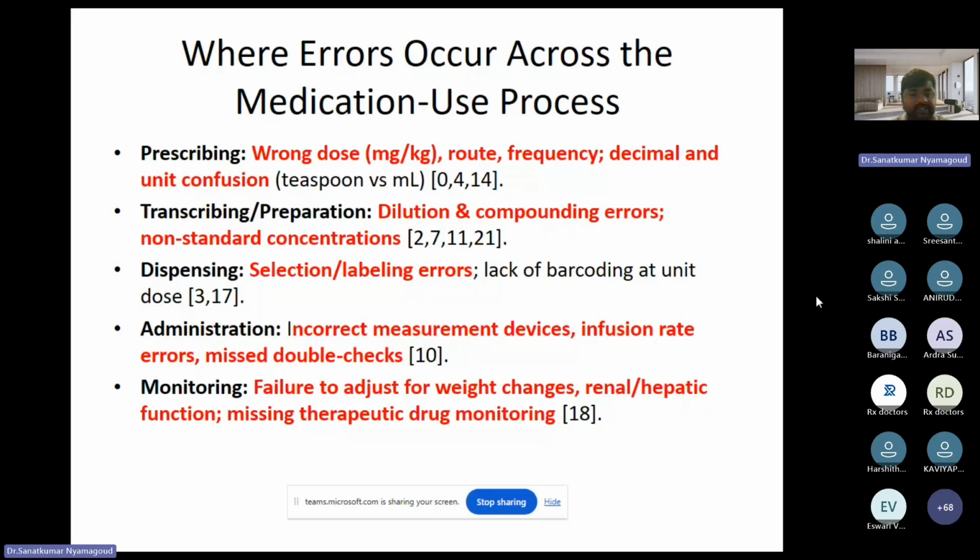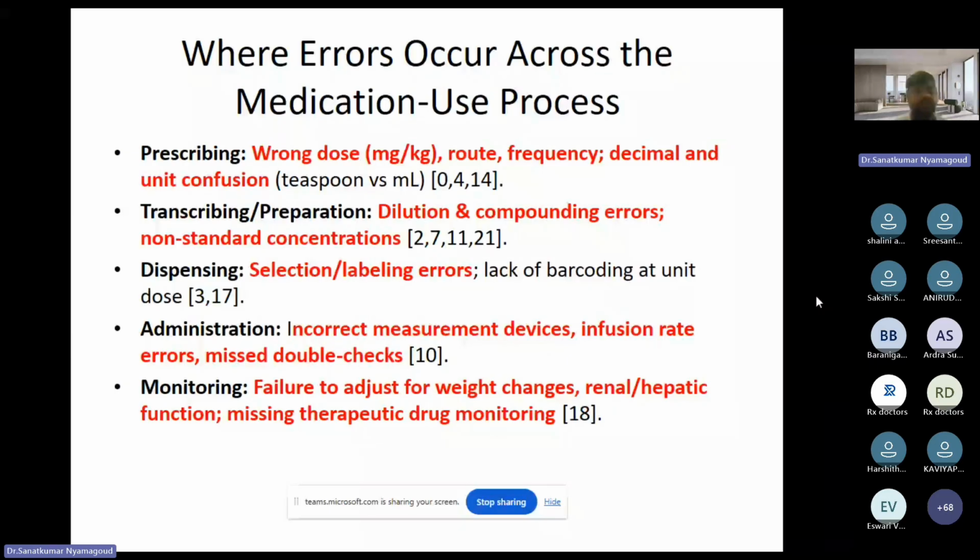The third one is dispensing. We don't have standard selection of dosing or dispensing. So labeling error is one of the major errors which is coming now. There is a lack of barcoding at unit dose level in India. We don't prefer barcode dispensing. We dispense many times with the help of only brand names. So we don't have barcode dispensing policies. Hence dispensing error is very high.